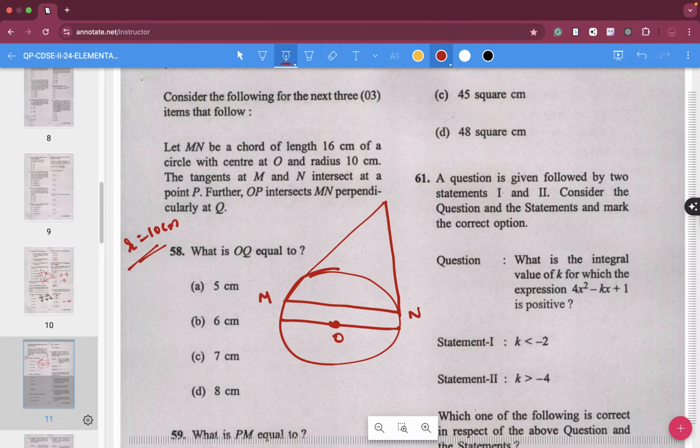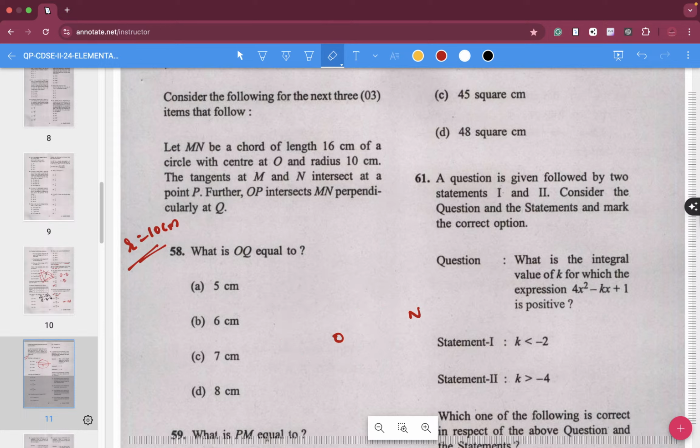The tangents at M and N intersect at a point P. So this point is P. Further, OP intersects MN perpendicularly at Q. Maybe we should have drawn something, so we'll draw it a bit more clearly. Let's say this is your P.